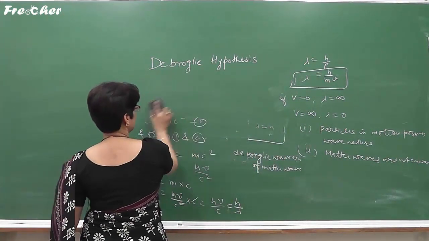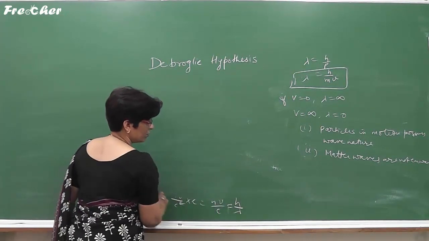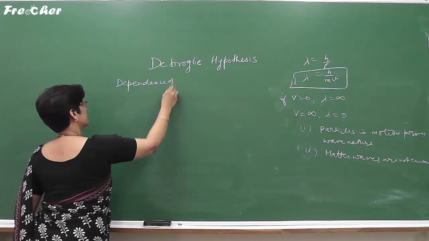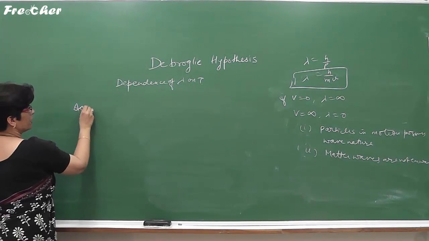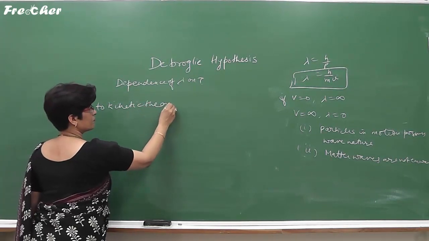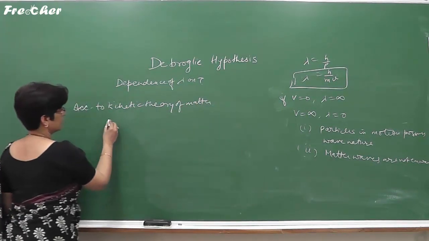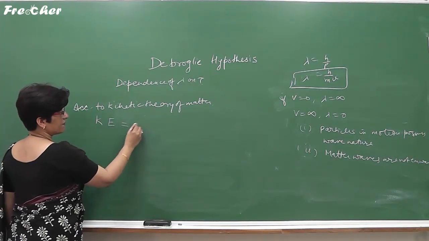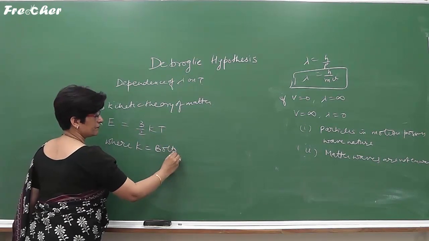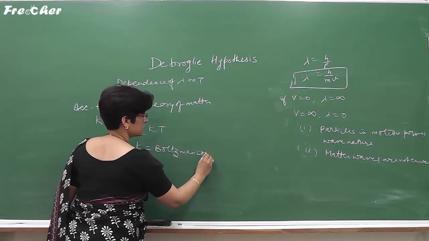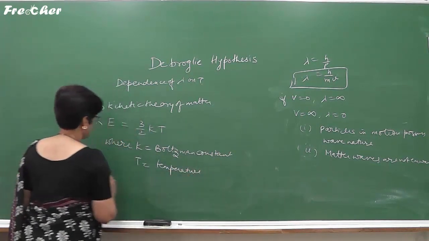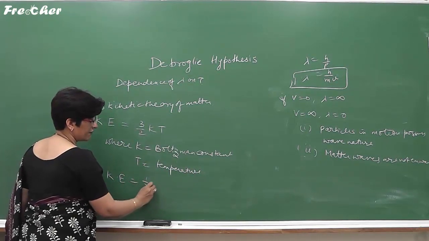We can also study how the wavelength of the matter waves depends upon temperature, using the kinetic theory of matter. That is, the dependence of wavelength on temperature. According to the kinetic theory of matter, the kinetic energy of the matter is given by 3/2 kT, where k is the Boltzmann constant and T is temperature, and the kinetic energy gained by the material particle is given by 1/2 mv².